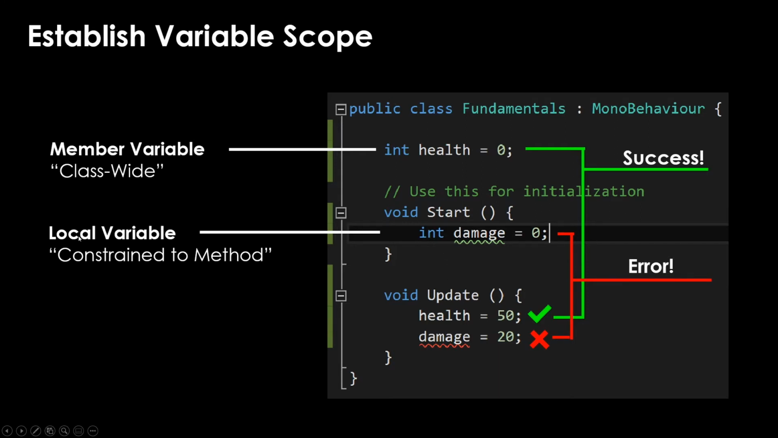However, we can also make a local variable, which means that we have declared a new variable inside of a method. If we do that, we cannot access it from other methods by default. In this case, we have int damage, and we've created that inside of Start. We try to access it inside of Update. We can't really do this because it is not within scope of where we declared it. So just be aware of the difference between a class-wide variable and a local variable.